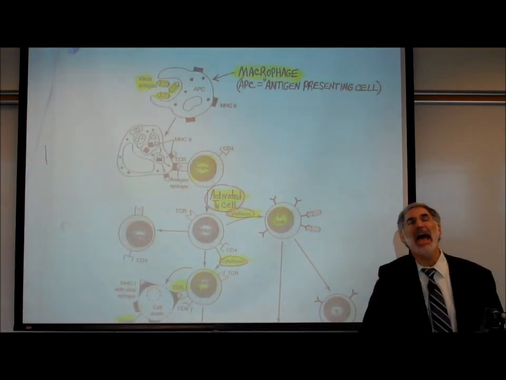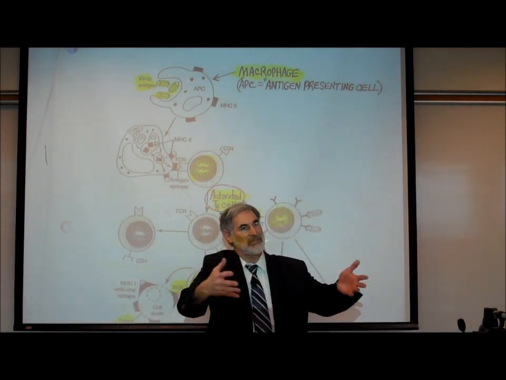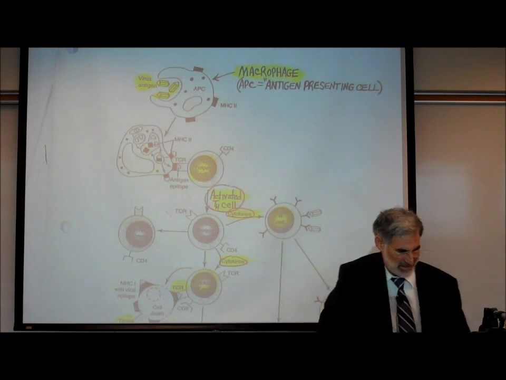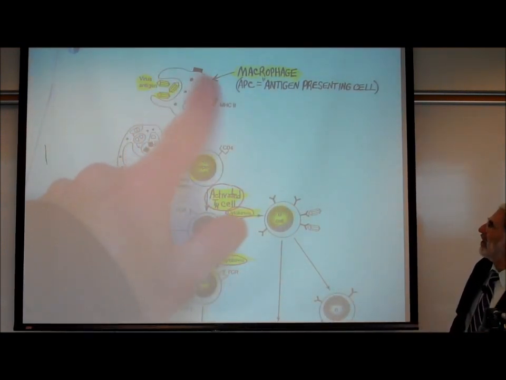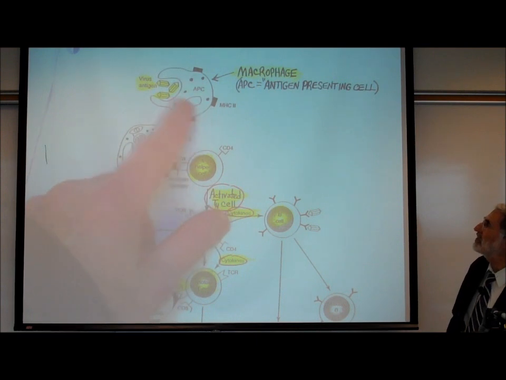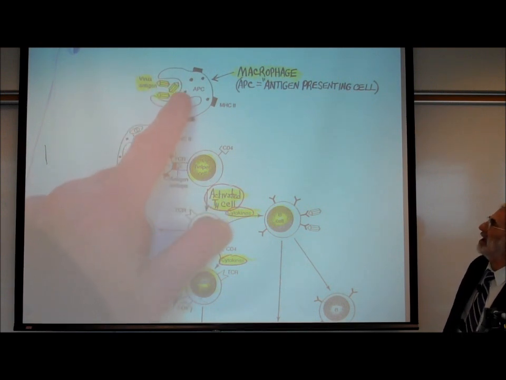But how do you activate a helper T cell? Since obviously that's the critical step. The way that a helper T cell is activated involves macrophages swallowing up a virus or a bacteria. And you'll hear about this in micro.